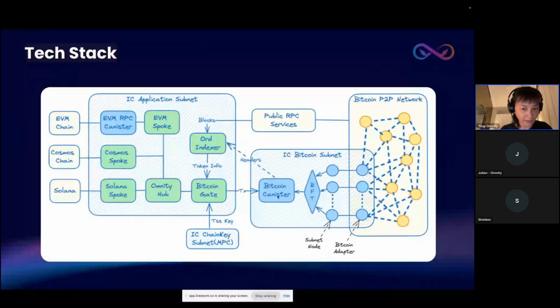And this Bitcoin canister will be viewed as an indexer for Bitcoin assets. Additional indexers are needed to support more types of assets. That's why Omnity has deployed an on-chain Runes indexer parallel to the Bitcoin canister to support Runes. We will go into the detail of it later.